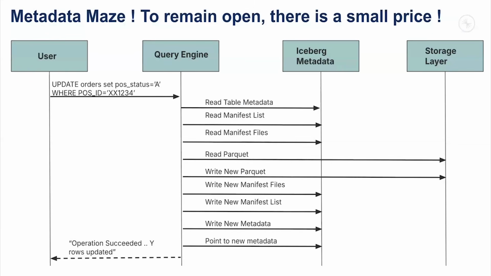And the metadata maze is still something you'll have to live with today. An innocuous-looking query like update orders set point of sale status equal to something where point of sale ID equal to something would actually go through that whole list today. It will go through this list and generate metadata files. But then again, compaction is something you could do from time to time. In fact, the way our engineering team has worked on compaction is very closely monitored, and we have both time as well as size-based triggers which initiate compaction. But this is something we call a small price to pay for remaining completely open and not locked in with any vendor. You can move your stuff around on cloud, on-premise, on containers, everywhere.